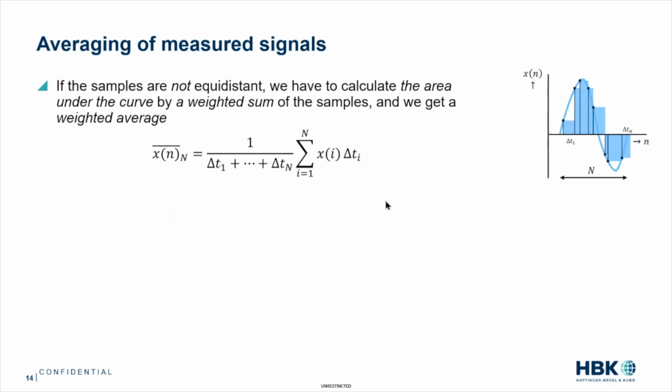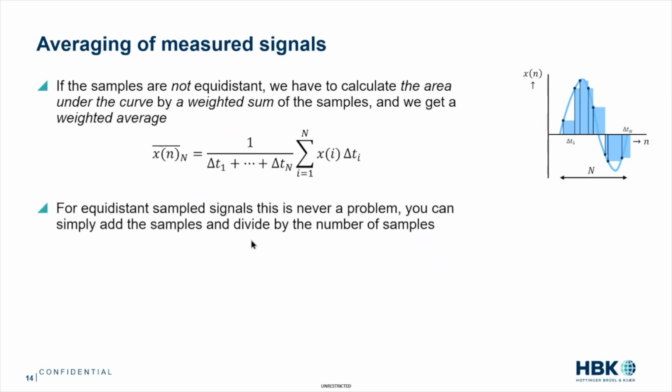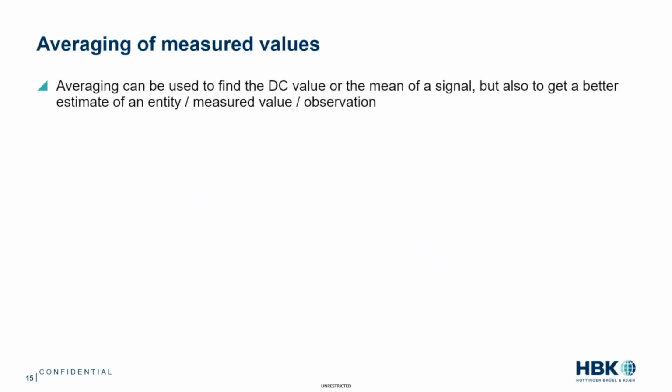So when my signal is sampled, but it's not sampled in an equidistant manner, calculating the average is not straightforward. So you have to do something that is more complicated. So again, for equidistant sampled signals, this is never a problem. And you can simply add the samples and divide by the number of samples. But that is not the case when you have sampled signals that are not equidistant.